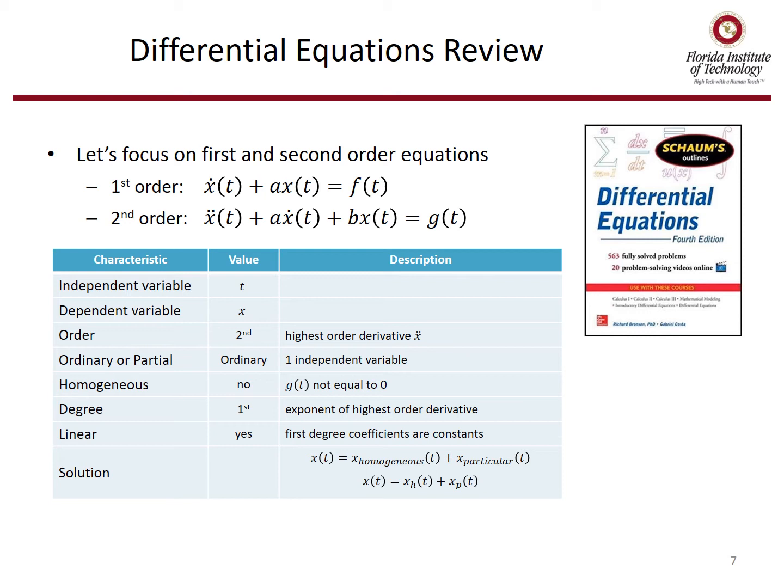When we look at differential equations, we have to figure out what the independent variable is, in this case time, the dependent variable x, what the order is, the second if the highest order derivative is x double dot, whether it's ordinary or partial. In this case it's ordinary, we have one independent variable. Homogeneous, that's whether the right hand side is 0. In this case it's not. We have g of t or f of t as a forcing function. The degree, it's first, the exponent of highest order derivative. And linear, in this case our constants a and b are indeed constant, so it's linear.